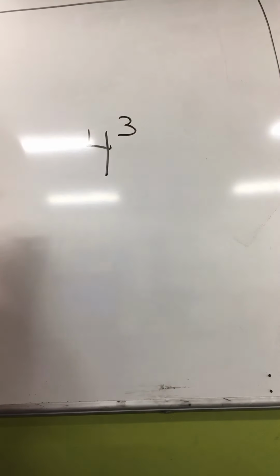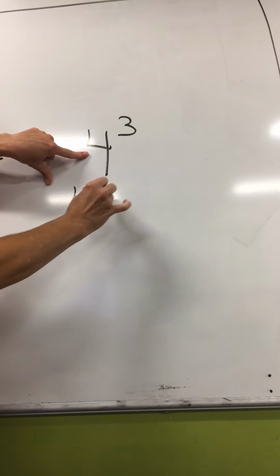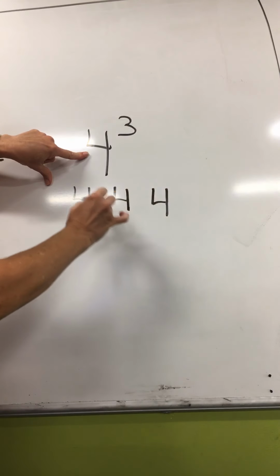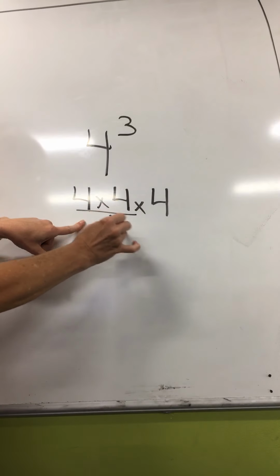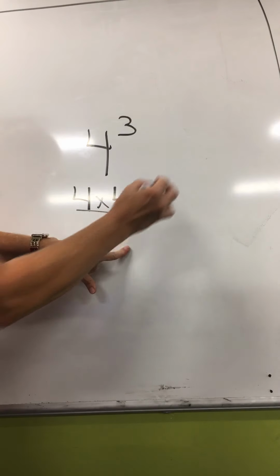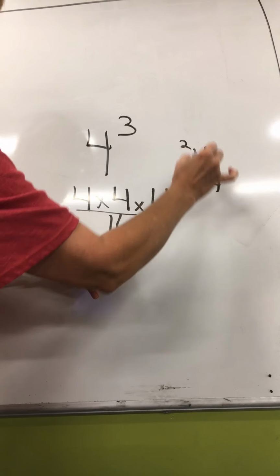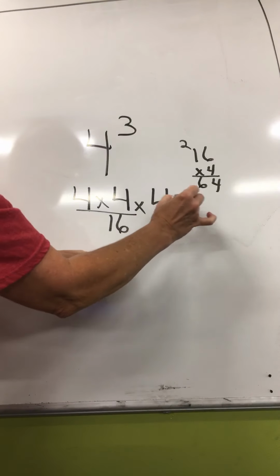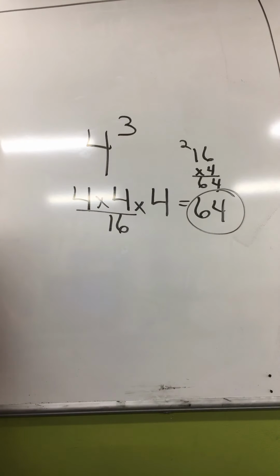Let's look at 4 to the third power. That means 3 of these bases. 1, 2, 3. 4 times 4 is 16. If you don't know 16 times 4, then you work it out. 16 times 4 is 64. So that answer is 64.